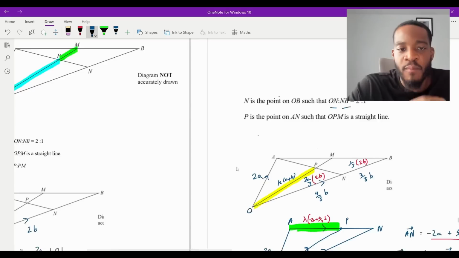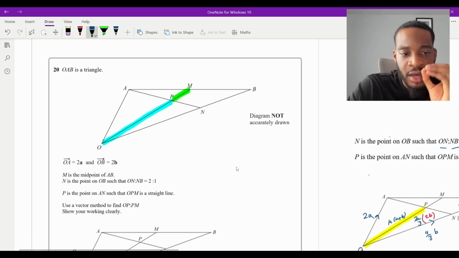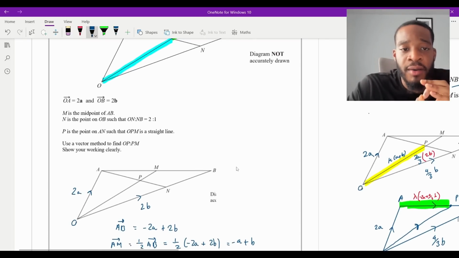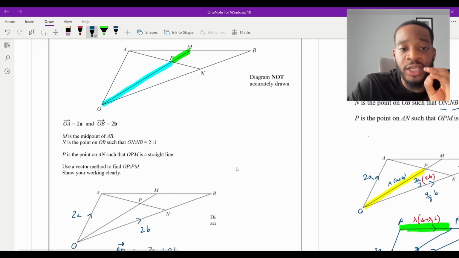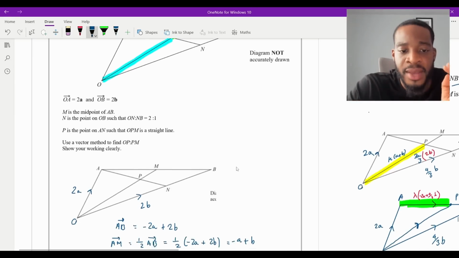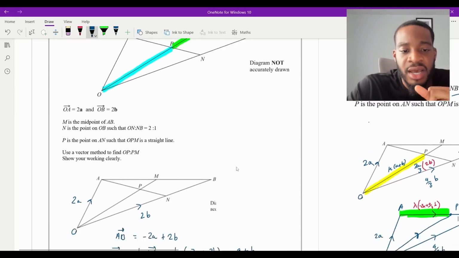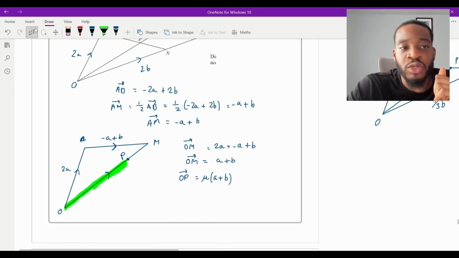Now, why is this helpful? Remember what the question is asking us to find. They're asking us to find the ratio of O to P to M. If I could figure out what that multiple of O to P is, of the entire line O to M, then that will allow us to figure out what P to M is. And we can do that by using algebra, right?